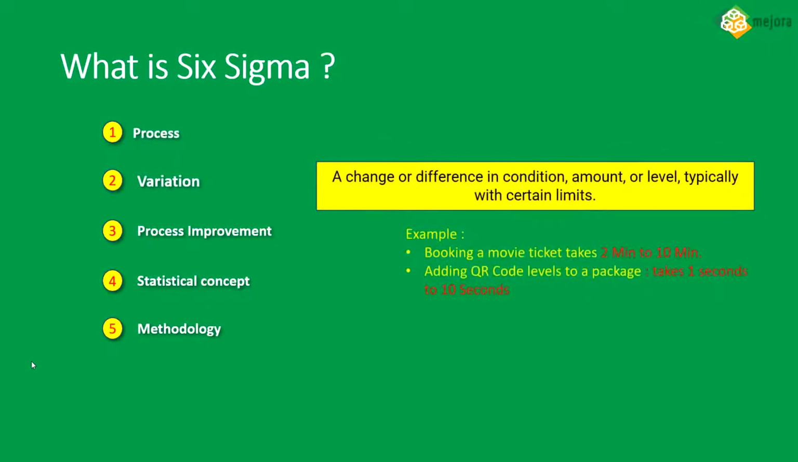Now, what do we mean by variation? Variation is the change or difference in condition, amount or level, typically within certain limits. For example, in the previous two examples, booking a movie ticket takes about 2 minutes to 10 minutes. Two minutes is the best condition, but sometimes it takes 10 minutes, which means there would be some errors or defects where you have to go back and check again. Adding QR code labels to a package can take 1 second to 10 seconds, considering rework. If a wrong QR code is fixed, you have to take it out, correct it, and put the correct QR code again.